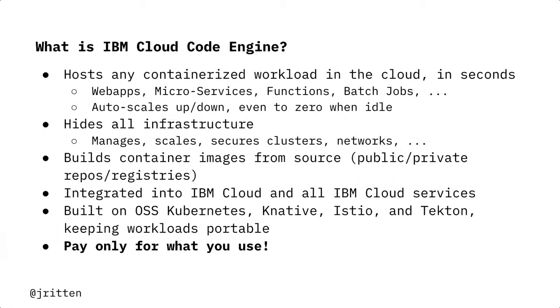Code Engine hides all of the infrastructure pieces. So it manages, scales, and secures clusters and networks. All of these pieces are hidden from you in the underlying infrastructure. Code Engine builds container images from source code, from public and private repos and registries. So regardless of where you're storing your source code, whether it's in container images or source code from any repositories, Code Engine can serve it for you.